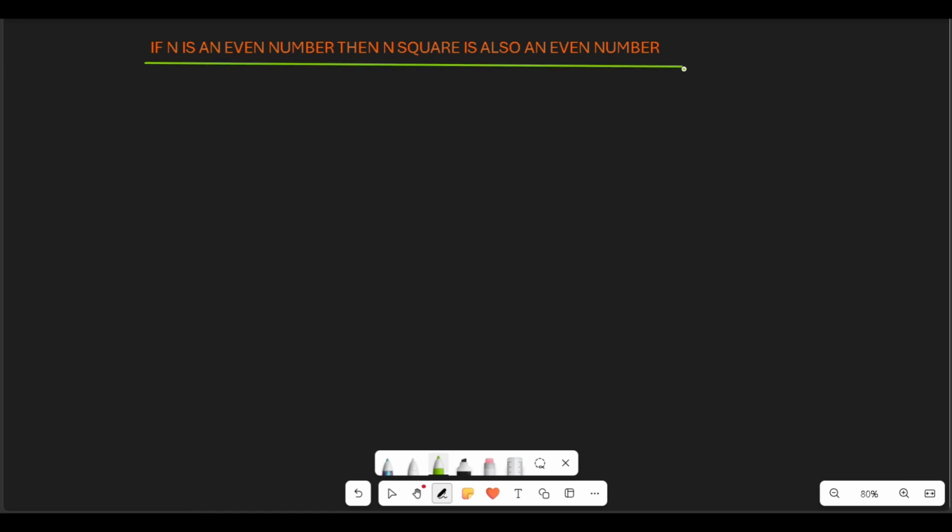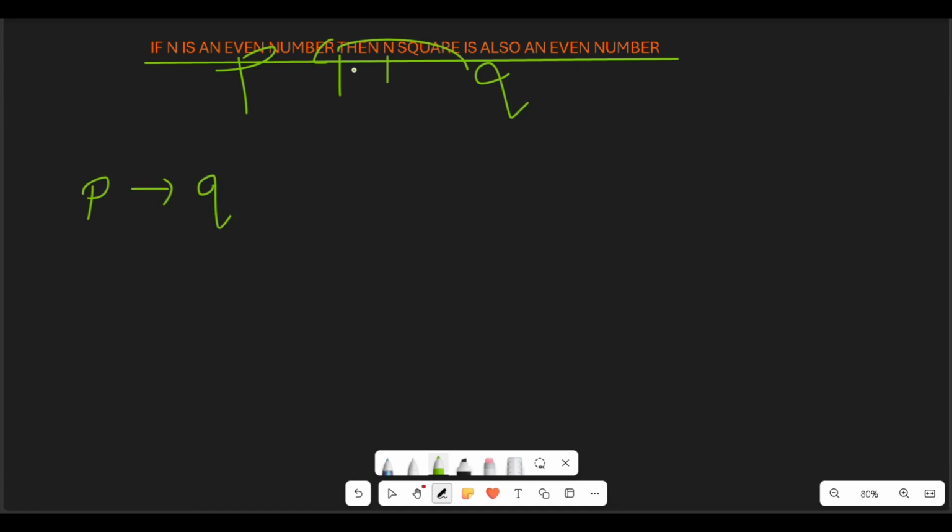If n is an even number, then n squared is also an even number. There is the p and the q part. So the p part and the q part. We go for the forward order, and then we go for the backward order. You may ask, why do we have to prove it 2 times?